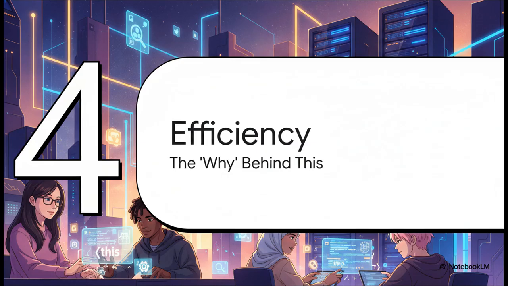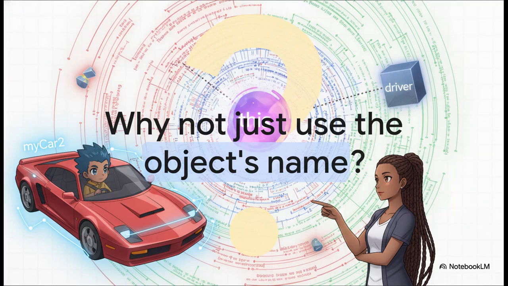Section 4, efficiency and scalability, the why behind this. Now, here's the obvious question, and honestly, the smartest question beginners tend to ask at this stage. I mean, if we already know the object is named mycar2, why on earth can't we just write mycar2.driver instead of this.driver? You're probably thinking, I know the name, why introduce some abstract keyword to the mix? And you know what? You absolutely could hardcode the object's name. It would technically work.